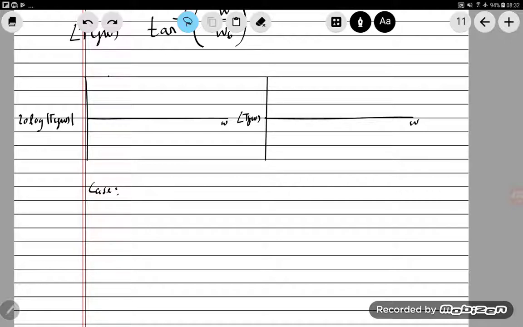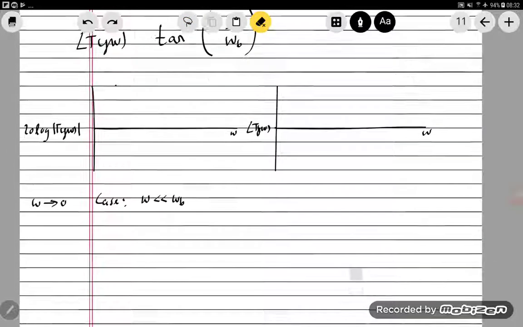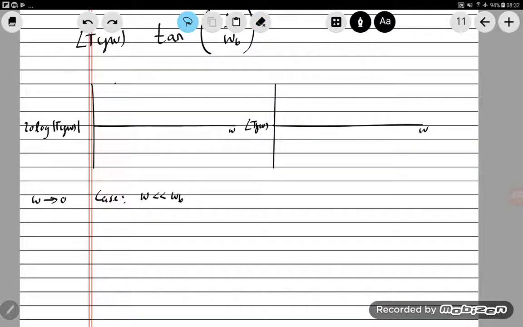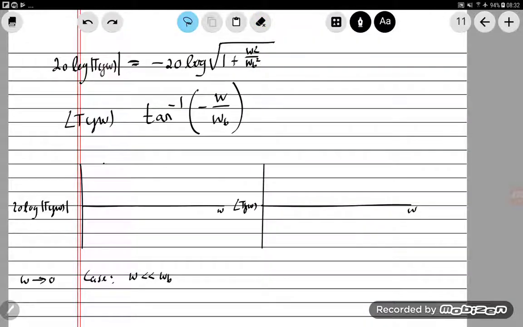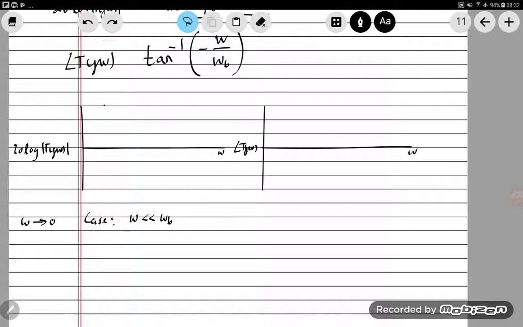We have to consider the first case, when omega is much smaller than omega b, the break frequency. We can interpret this as omega tends towards 0. In this case, if we look at the magnitude, if omega is much smaller than omega b, that term is very small. That means this 1 dominates this function, which means our magnitude is negative 20 log of root 1, and that is approximately equal to 0.